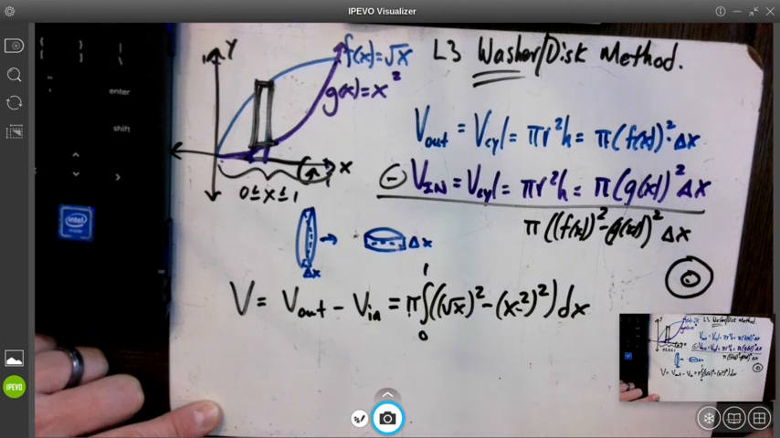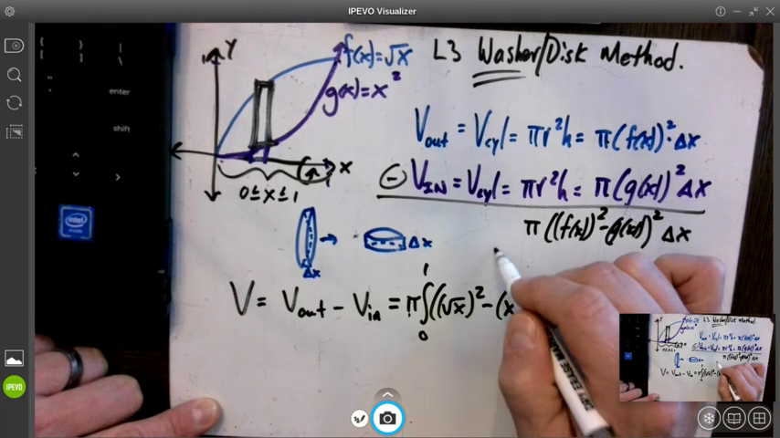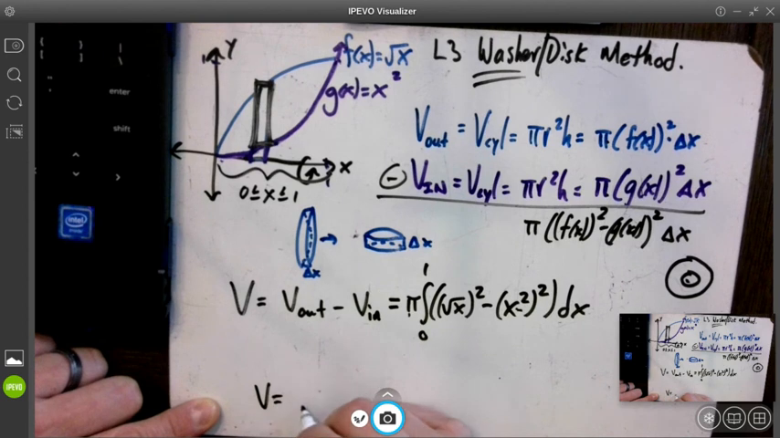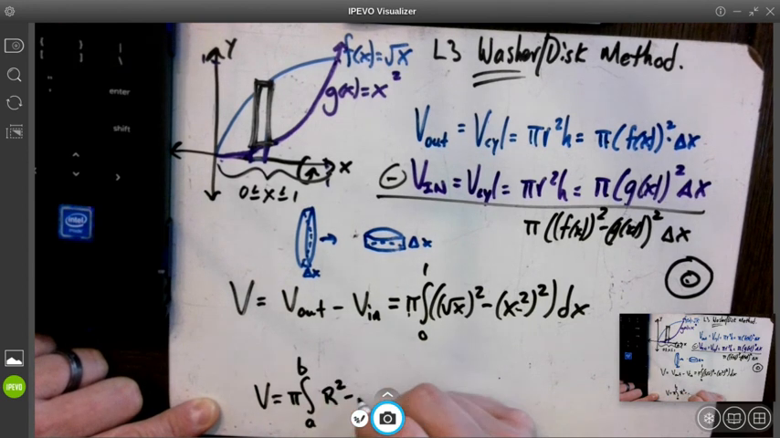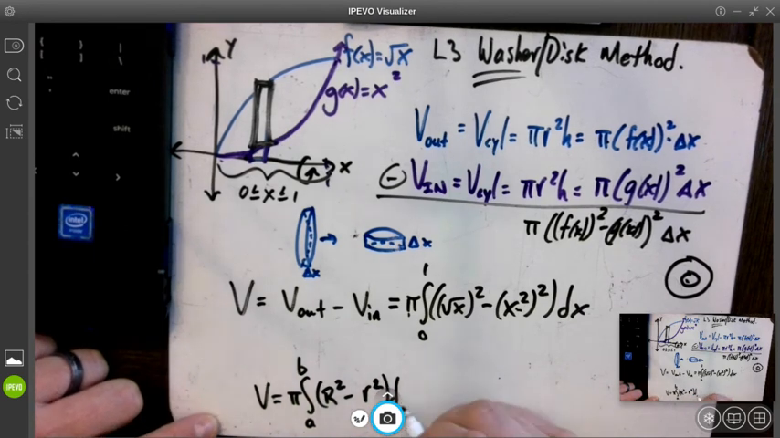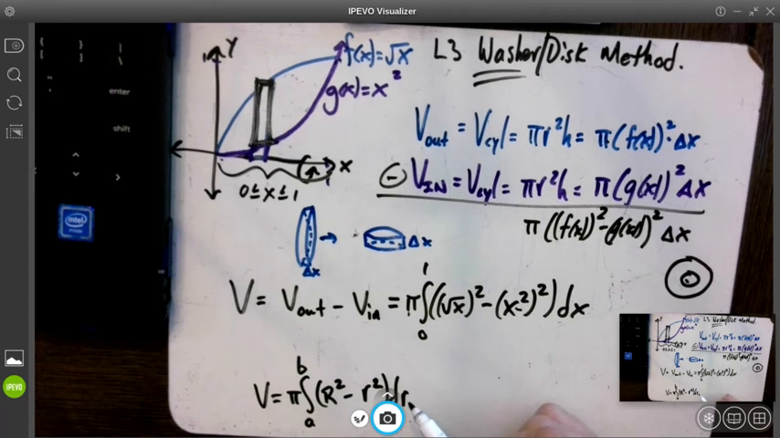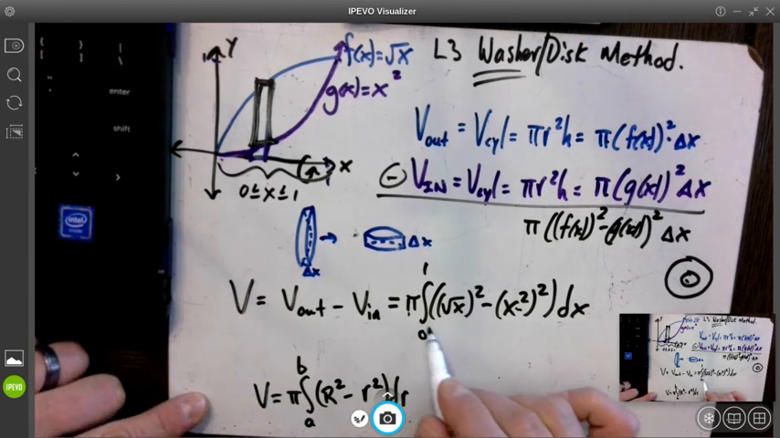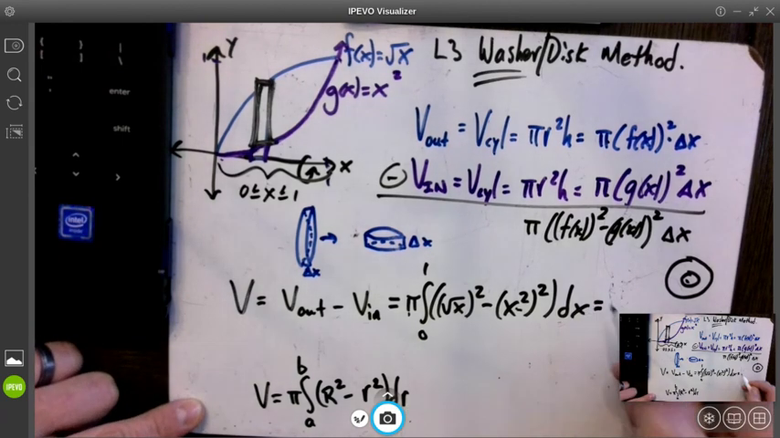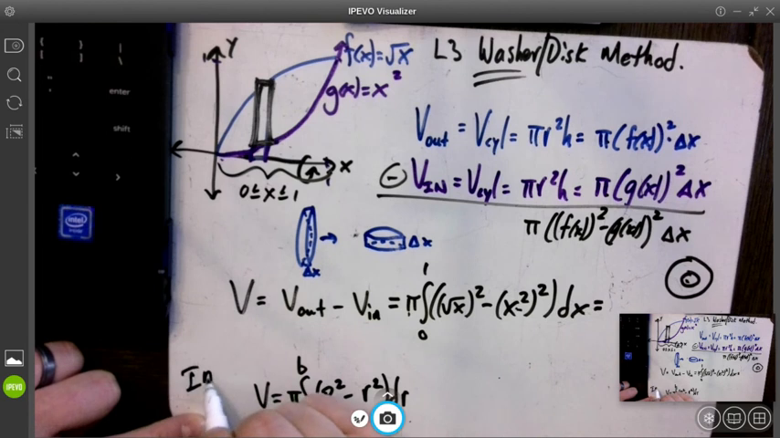So the idea there, the general formula is V equals the integral from a to b of pi times big R squared minus little r squared. And then I'll put dr because we have to figure out if r is in terms of x's or y's, then that'll change this to x's or y's. All right, so we live right here, and then this is a pretty easy integral. So this was in general.